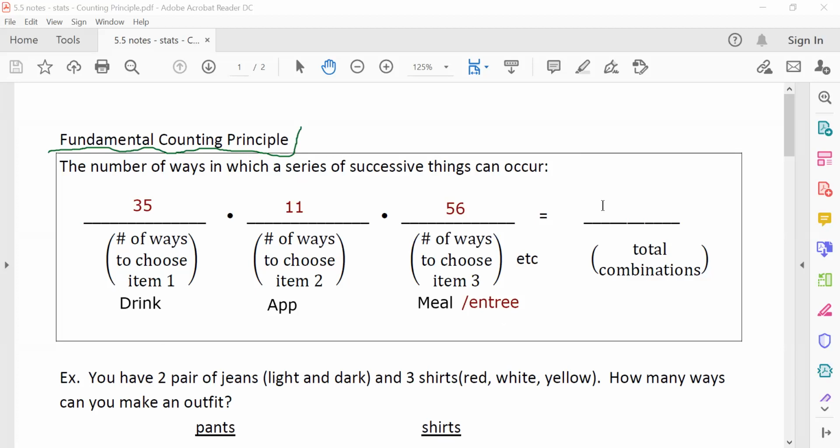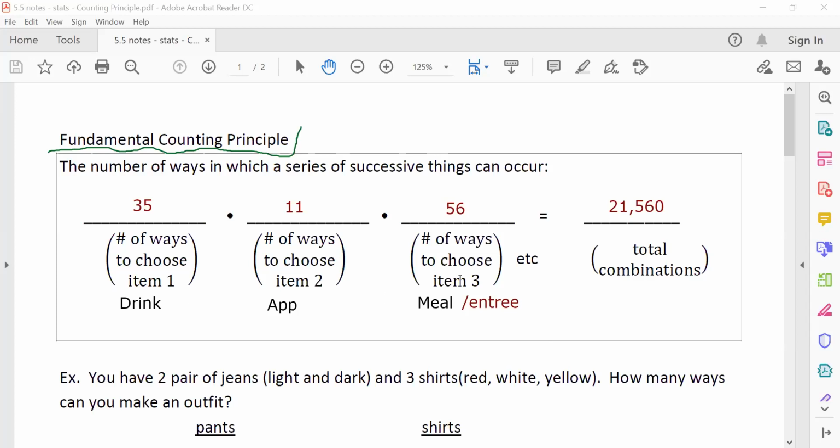And you're going to end up with 21,560. That's pretty cool. There's 21,560 different meal experiences you could have. If you went to Chili's every single day, which sounds like heaven to me. Of course, that's going to get awfully expensive, but you know what? It's worth it.